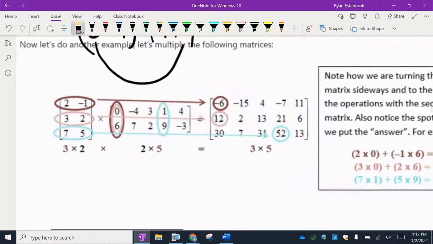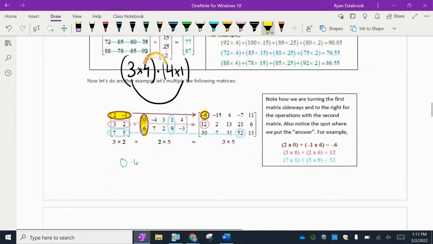Let me just scroll down here. How do you actually do this? Well, this next example is a 3 by 2 multiplied by a 2 by 5. You're taking this row by this column. 2 times 0 is 0. -1 times 6 is -6. Then you add those together. -6 is what's going to go in the upper left-hand spot. You multiply all the numbers in one row by all the numbers in the column, add them all up, and that's the element that goes in that spot.